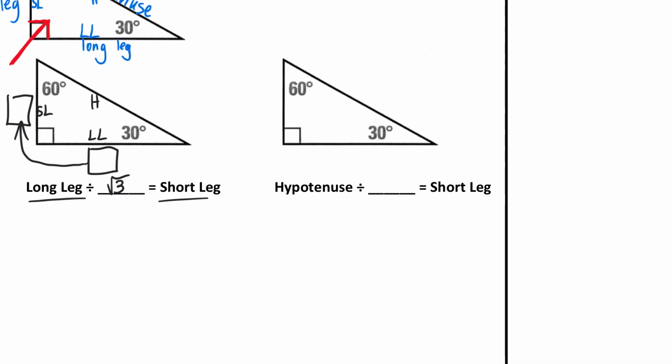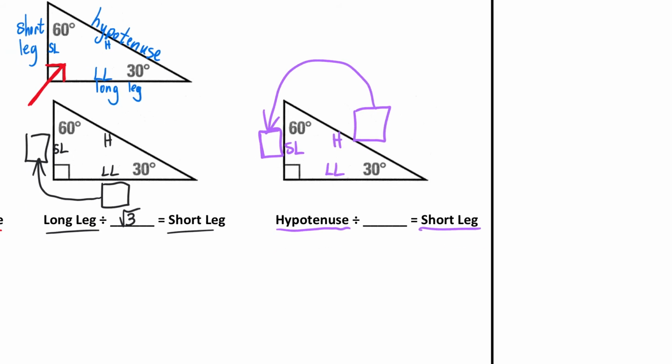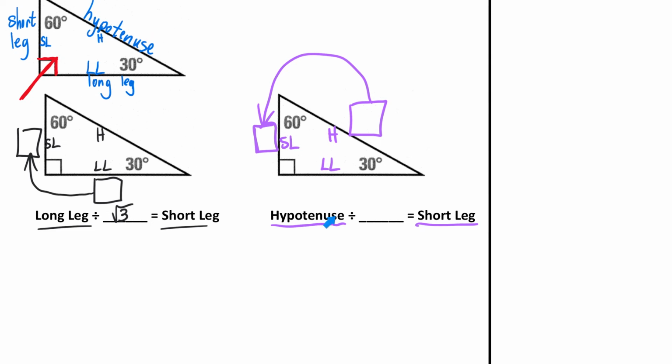Okay, then on this last one. All right, we know hypotenuse, short leg, long leg. So on this one, we know the hypotenuse and we're looking for the short leg. So hypotenuse to the short leg. To get from the hypotenuse to the short leg, I'm going to do the hypotenuse divided by what to give me the short leg? 2. Divided by just 2. Not square root of 2, just 2.